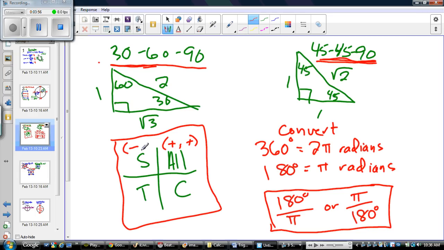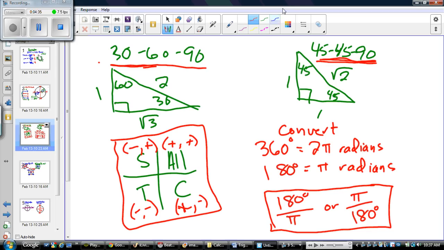Since x is negative and y is positive, only the sine and its reciprocal cosecant are going to be positive in the second quadrant. Since both x and y are negative in the third quadrant, tangent and cotangent, its reciprocal, are going to be positive in the third quadrant. And since x is positive and y is negative in the fourth quadrant, then cosine and its reciprocal secant are going to be positive in the fourth quadrant. How do you remember this? All Students Take Calculus, and we just know sine, tangent, cosine, and then the reciprocals.